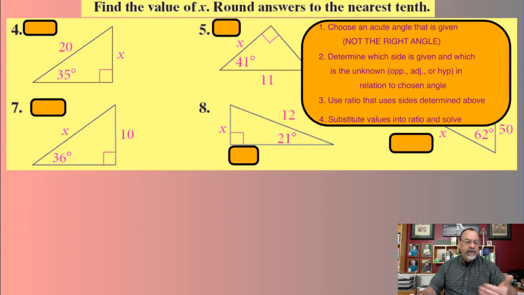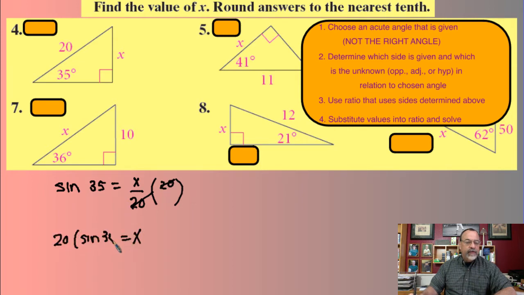I then repeat the ratio and then substitute in the values that I know. So the sine of the angle, in this case given to me as 35, is equal to the opposite side, which is x, over the hypotenuse, which is 20. I then have my ratio, which I solve algebraically. I'm going to multiply both sides by 20 because that's going to reduce this side to 1. So this is going to be 20 times the sine of 35. Now, this would be my exact answer.